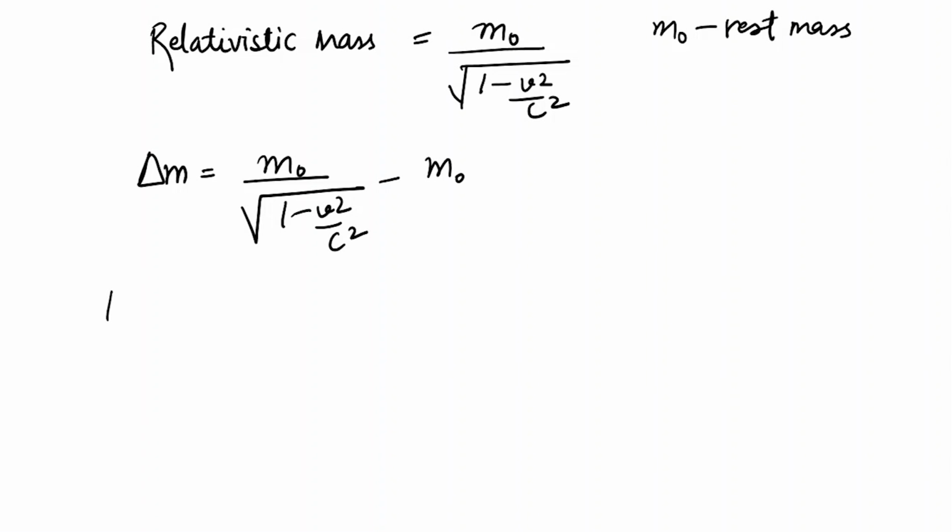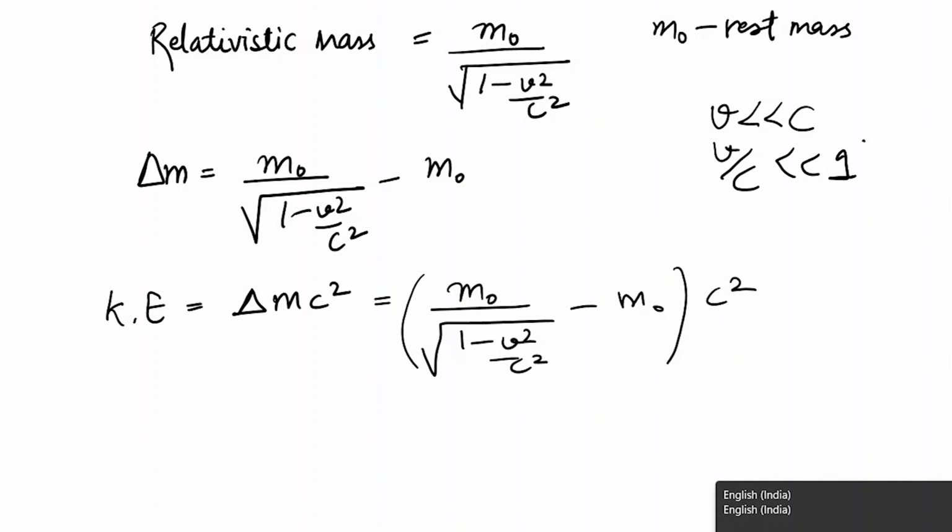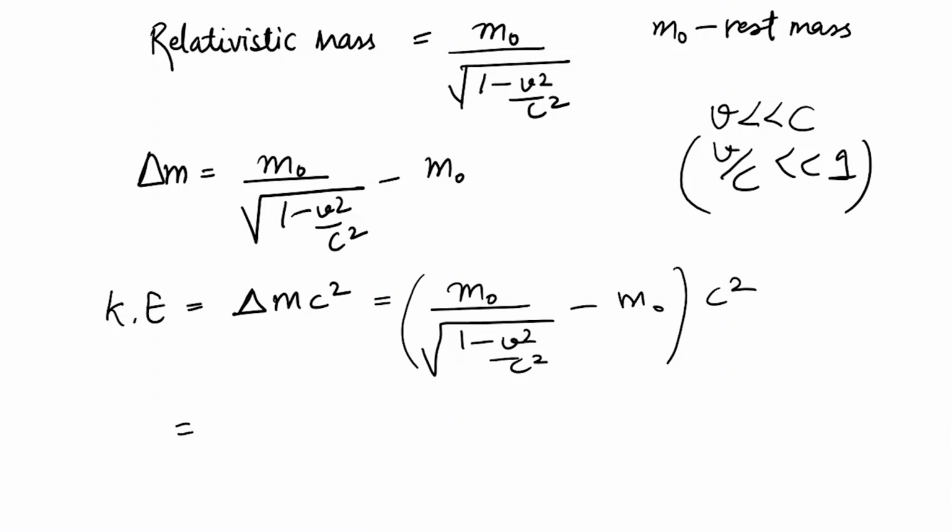So we know the general kinetic energy formula is delta m c square. Let's put the delta m value, which is the relativistic mass minus the rest mass, and multiply by c square. Our velocity is very less than the speed of light, so this v by c is very less than 1. So we will be using this.